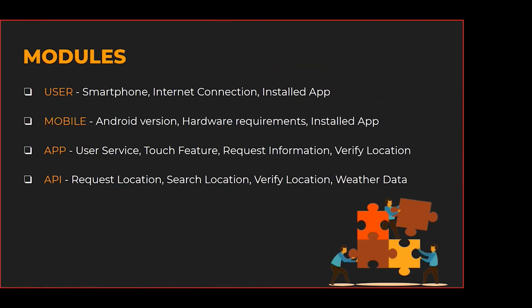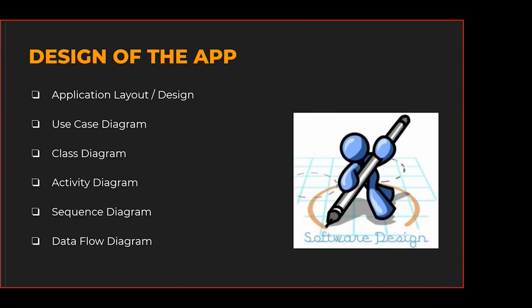Beginning with the modules, we as a team designed to divide our project into four different modules. First is the user module, which requires a smartphone, good internet connection, and the application module in the mobile. Next, the mobile module has an Android version, hardware requirements, and the application module in the mobile. Next, the app module, which has user services, touch feature, request information, verify location. And finally, the API module, which has request location, search location, verify location, and weather data.